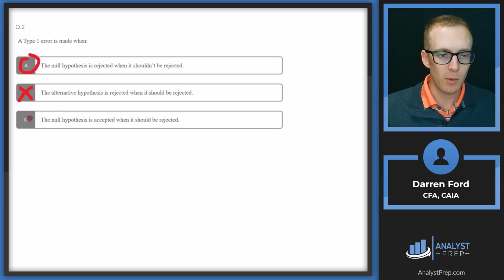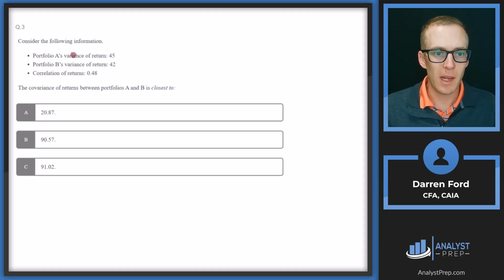Type 2 is going to be what's described in answer C. Type 2 is when we fail to reject the null when we should have rejected it. Type 1 is going to be when we reject it when it shouldn't have been rejected. Answer A.